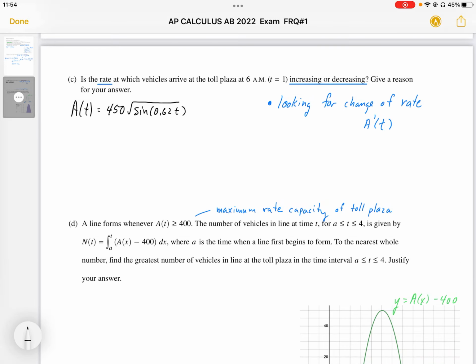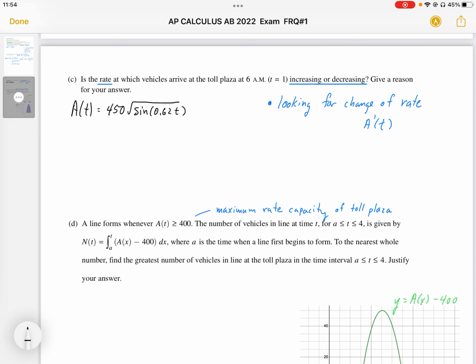Part C for question number 1 asks, is the rate at which the vehicles arrive at the toll plaza at 6 a.m., or t equals 1, increasing or decreasing? Give a reason for your answer. First of all, we're looking at the rate at which it's increasing or decreasing, or essentially the change of rate, which means that since A is our rate function, we're looking for A prime. So that's the first thing I'm going to do.